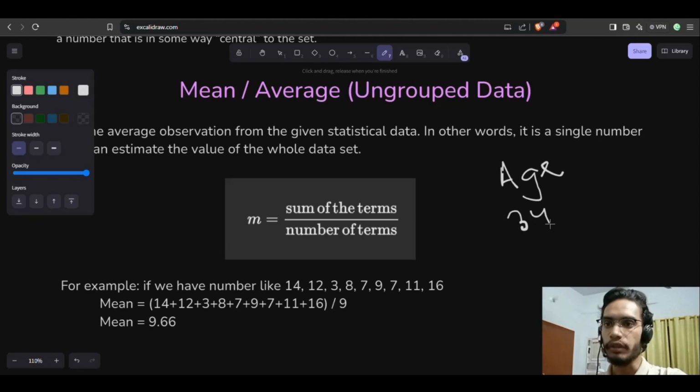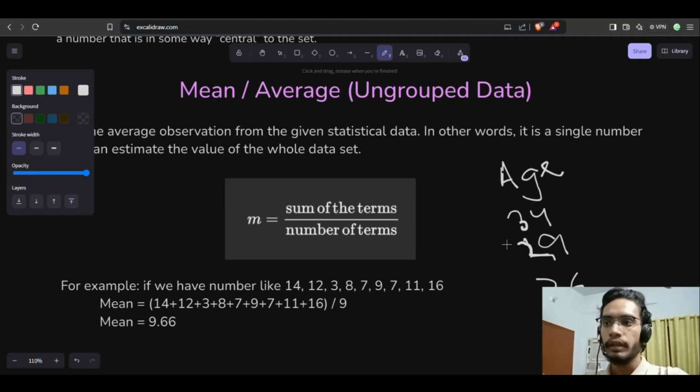So let's say we have 34, 29, 26, maybe 35. So these are the ages of the employees working in my company. Now, if someone asks me what is the average age of the employees working in your company, how do I say that?